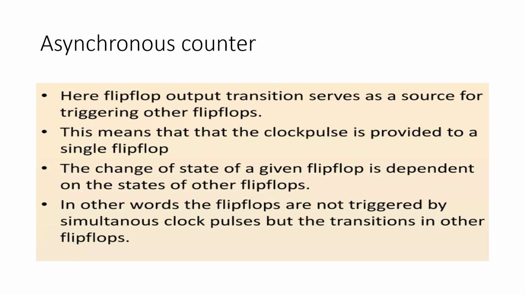The first category is the asynchronous counter, also called a ripple counter. Only the first flip-flop receives the external clock. The output of one flip-flop acts as the clock input for the next flip-flop. The advantages of this asynchronous counter are that it is simpler in design, requires very few logic gates, and is easy to implement. Coming to the disadvantages, it has a propagation delay, is slower for large counters, and is not suitable for high-speed circuits.